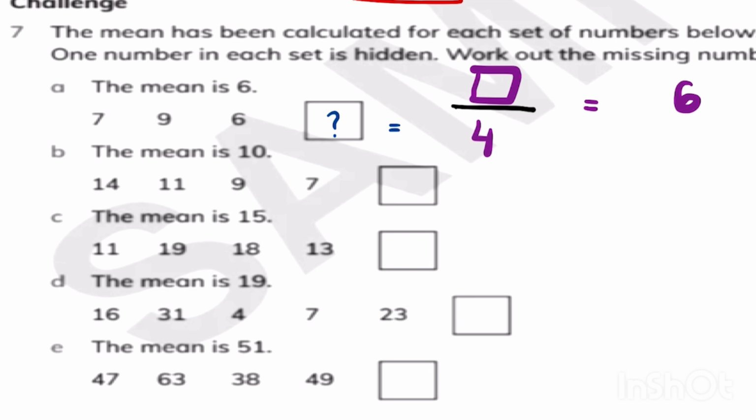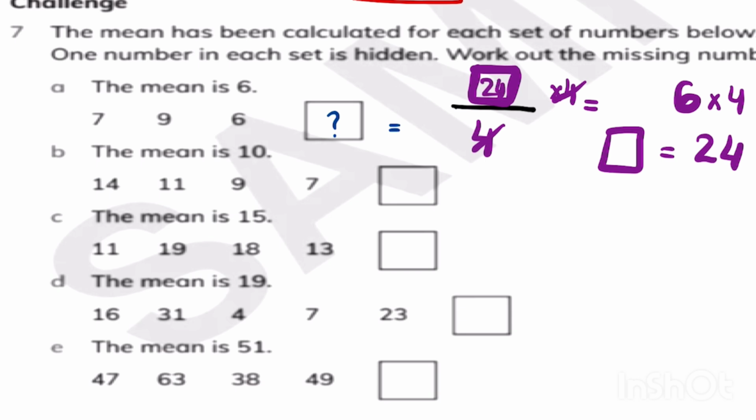So to find the sum, we will use the formula. Because I have to remove this 4 here so I can find the sum of all numbers, I will multiply this equation by 4 on both sides. Because I have to cancel this 4, I'll multiply by 4 on both sides of the equation. Now on the left side 4 is cancelled by 4. On the right side I got 6 times 4 is 24. So the sum of all numbers must be 24.